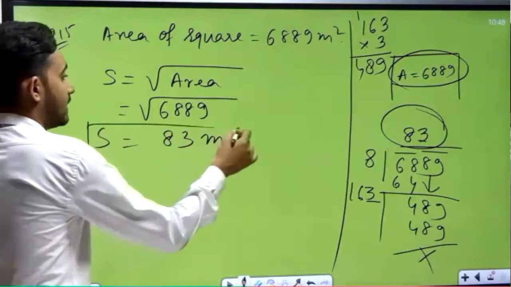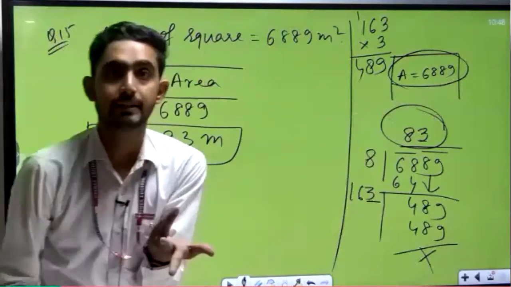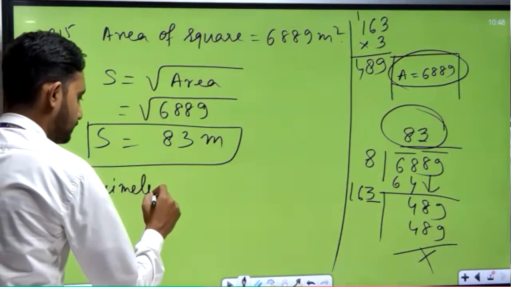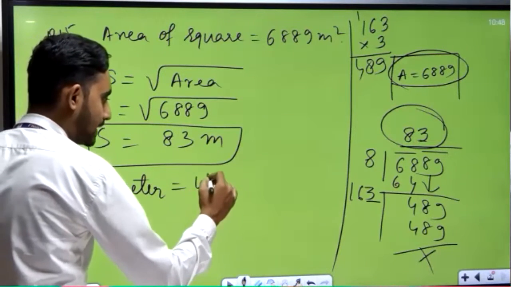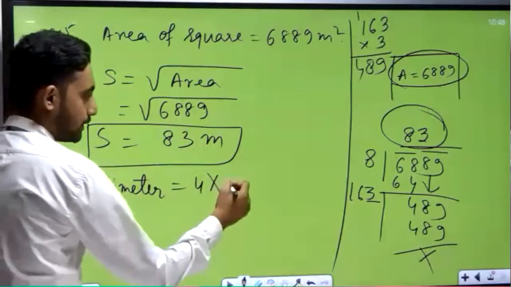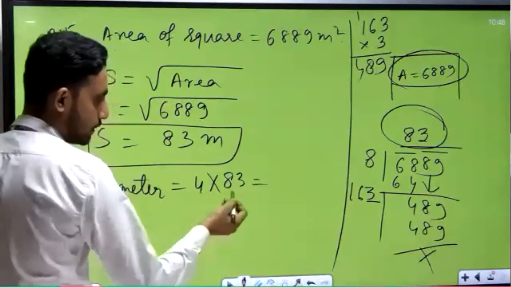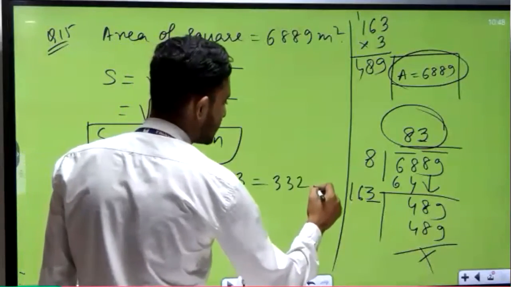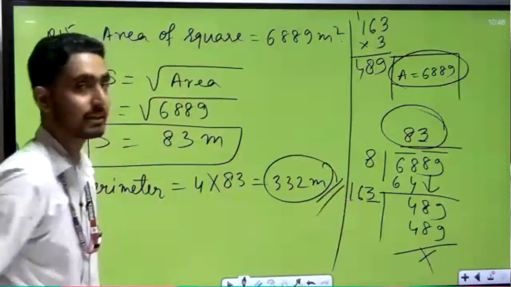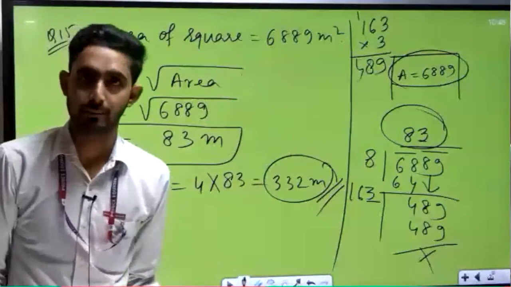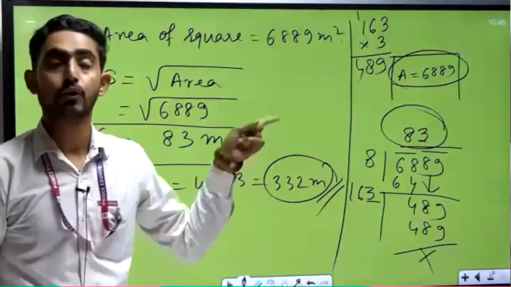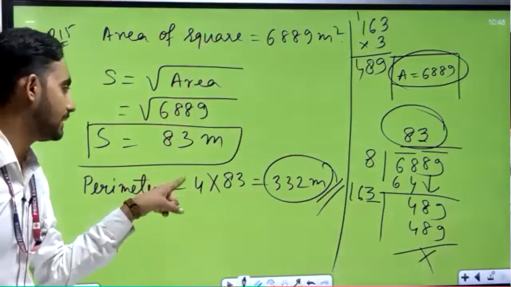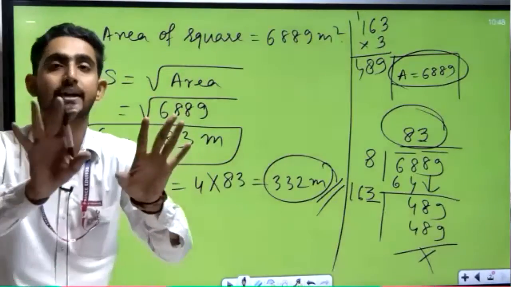See, we got the side. Now we can easily find the perimeter. Yes, write down all of you. Perimeter is equals to 4 multiplied by side, and side we know is 83, so 83 into 4 is 332. Yes. So that is your complete answer. That means we can find it directly. Obviously first we know the formula, from this formula we find the side, and after that we use the perimeter formula and find the answer.